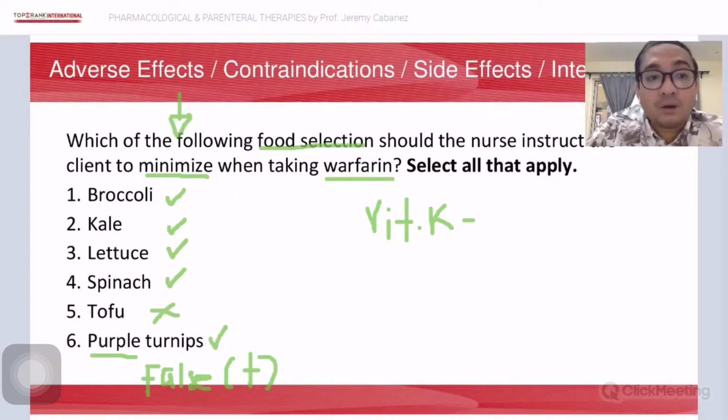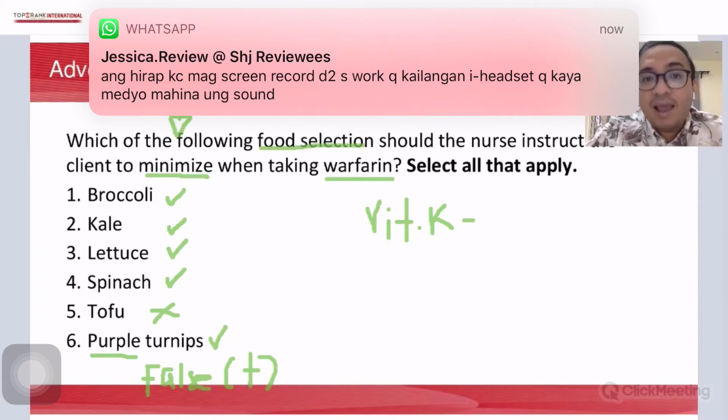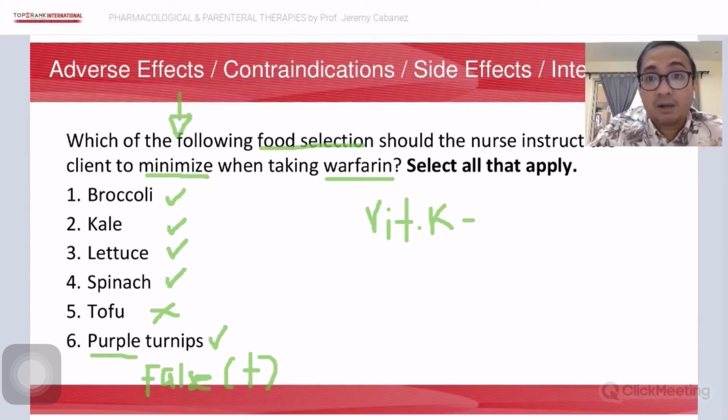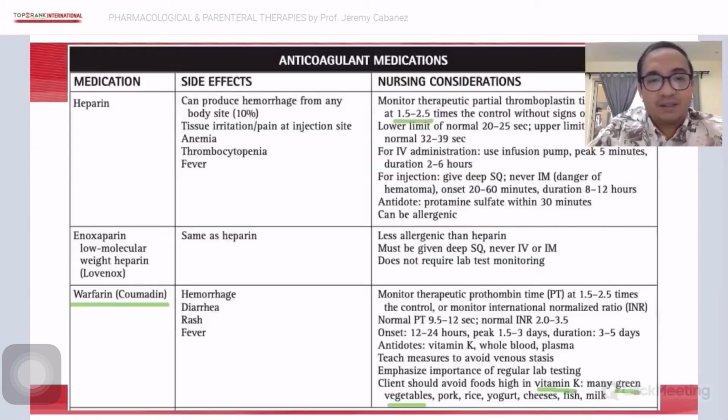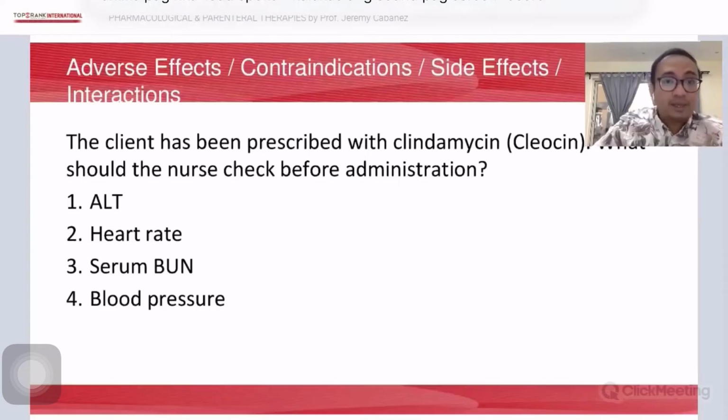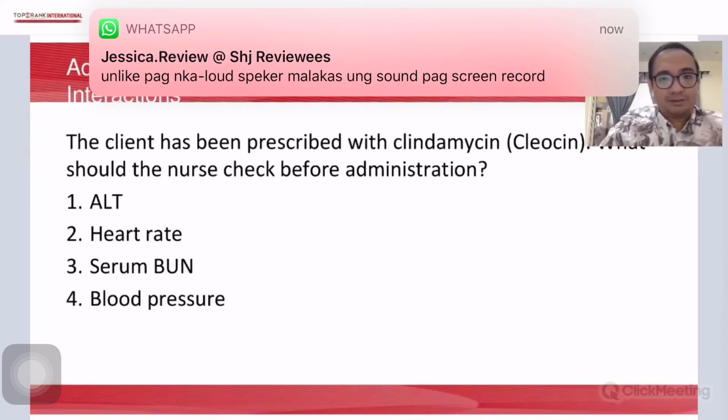So ano yung mga tamang sagot mo dyan? The correct answers are 1, 2, 3, 4, and 6. All except 5 is the correct answer. Kahit hindi kasama sa green leafy, si number 6, but still, it can cause a false positive for bleeding, especially ma-identify yan on the patient's stool. Alright? So, we are done with your anticoagulants, heparin versus warfarin. Alright, next. Let's talk about your another drug.